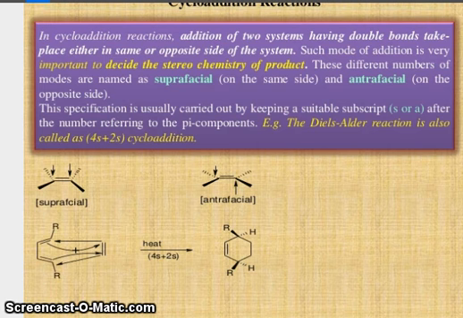Now in cycloaddition reactions, addition of two systems having double bonds takes place either on the same or opposite side of the system. Such a mode of addition is very important to decide the stereochemistry of the product, and these different modes are named suprafacial, or same side, and antarafacial, on the opposite side. This specification is usually carried out by keeping a suitable subscript s or a after the number referring to the pi components. The Diels-Alder reaction is also called 4s plus 2s cycloaddition. Suprafacial, heat, antarafacial.